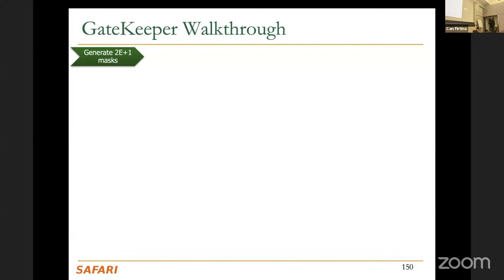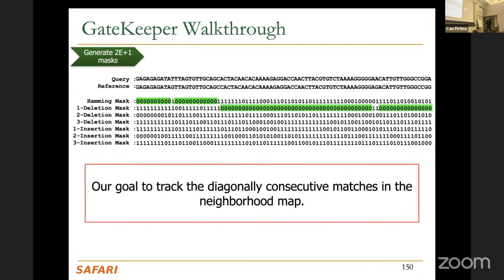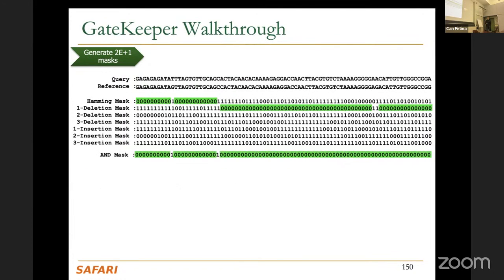But of course, we don't know where these deletions are and how many deletions we have, and whether we even have insertions or deletions. For that, we generate masks, meaning we generate versions of the same sequence shifted N many times to the right and also to the left, to look for both insertions and deletions. Then you do the same operation that I just showed you previously, and you look at the ones and zeros to figure out how many edits you have here.